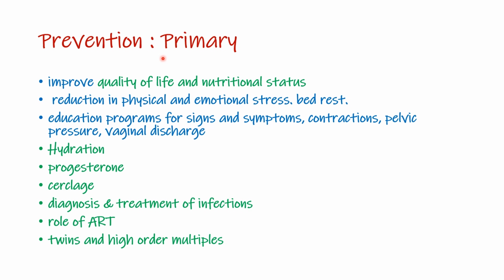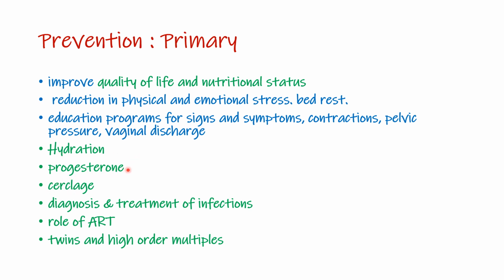One of our goals of management was prevention of preterm labor, and in terms of prevention, we are going to divide it into two: primary and secondary. So this is to improve the quality of life and nutritional status of the patient, and you ask the patient to reduce physical and emotional stress by encouraging bed rest. You have educational programs for signs and symptoms, and this includes contractions, pelvic pressure, vaginal discharge. Make sure the patient is hydrated.